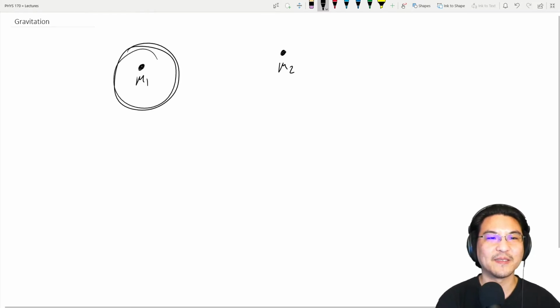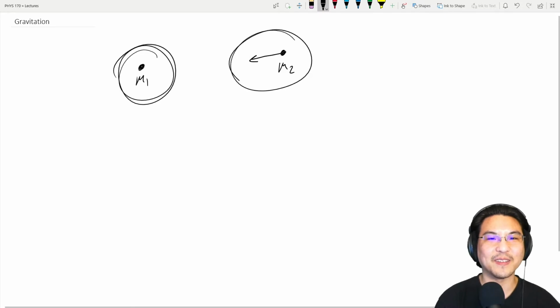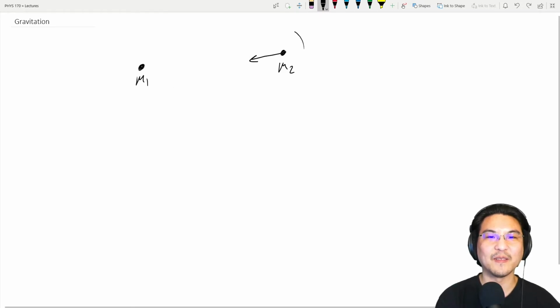This mass will attract this mass toward it. So there's going to be some force by this one, attracting this one. And then this one will attract this one toward it like this. Right, so the gravitational force is attractive. I'll just call it F with a little g for gravity.